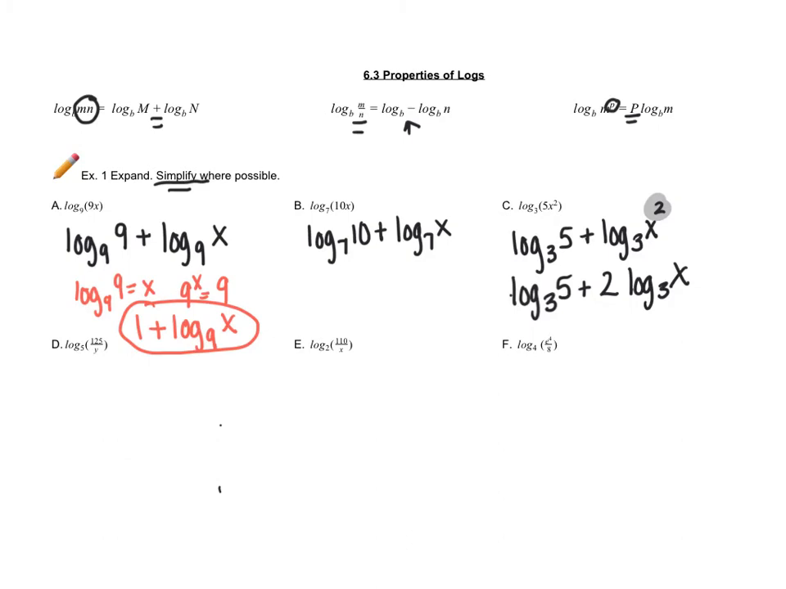Now, that was all multiplication. So I see in example D that we have some division. So now we're going to focus on this part for the next couple.